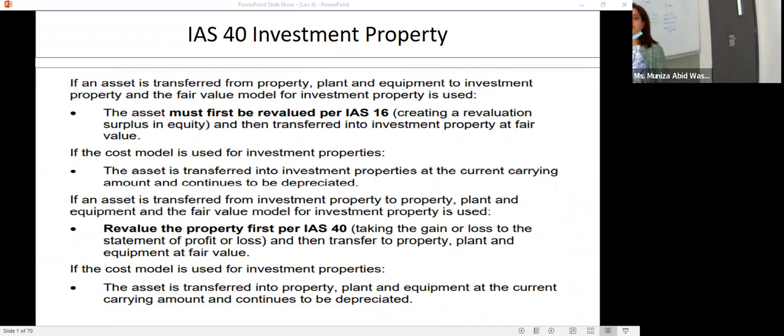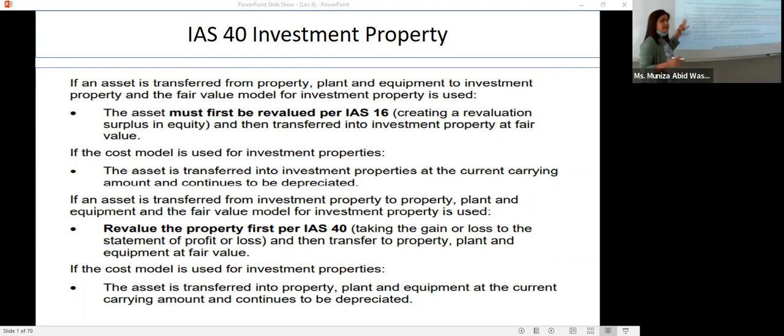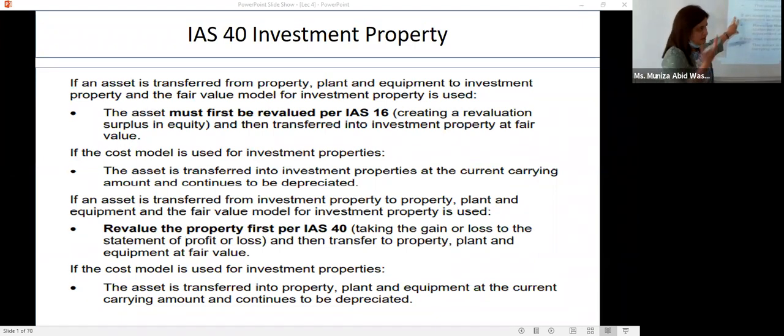Either they are going to tell you that from IAS 16 the transfer is to IAS 40, or they will be asking you for the second case, where the asset will be transferred from investment property to property, plant and equipment, and that is our second case. When from IAS 40 we move to IAS 16, then what are we going to do? First have a look at that once again, and then we are going to discuss the second case.